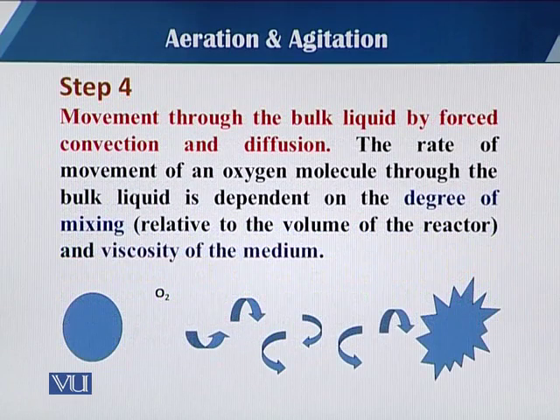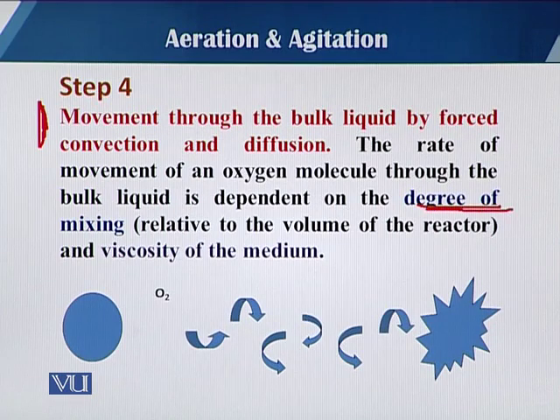As concerned the fourth step, that is basically the movement through the bulk liquid by forced convection and diffusion. Two mechanisms are involved: one is forced convection and the other is diffusion. The rate of movement of an oxygen molecule through the bulk liquid depends on the degree of mixing. So step 4 is actually facilitated by proper agitation.